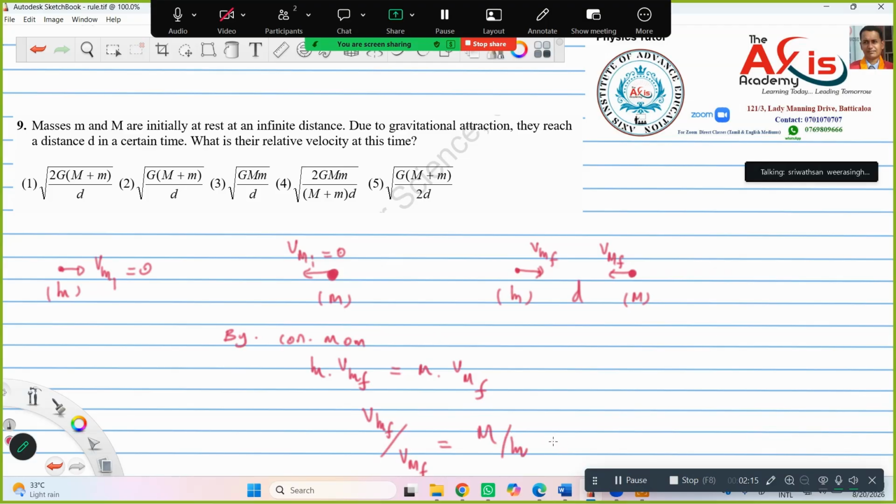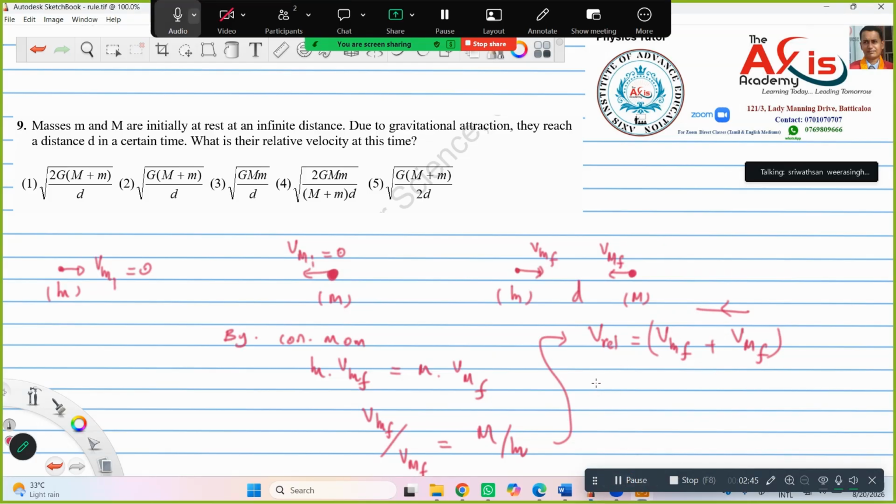What is the relative velocity? Let's say the relative velocity is V relative. The two are moving toward each other, so if we find the relative velocity of small m with respect to capital M, we have to change the direction. Then that will be the sum: V small m final plus V capital M final. That will be this velocity.